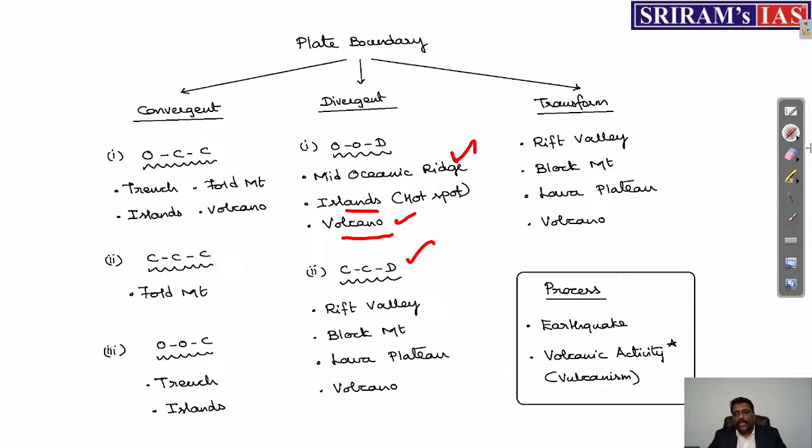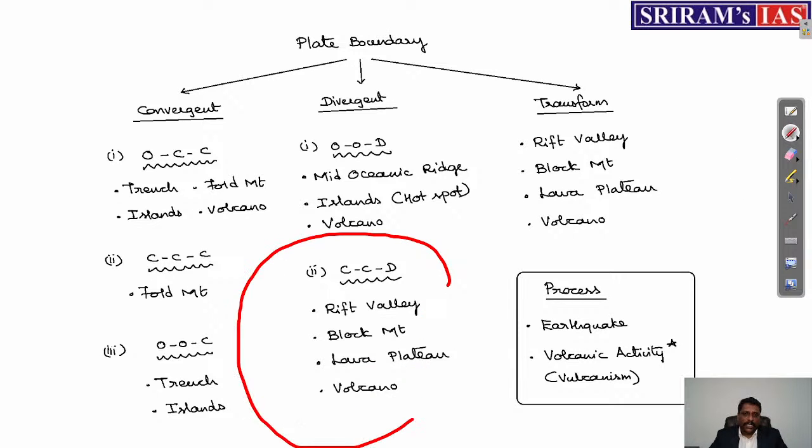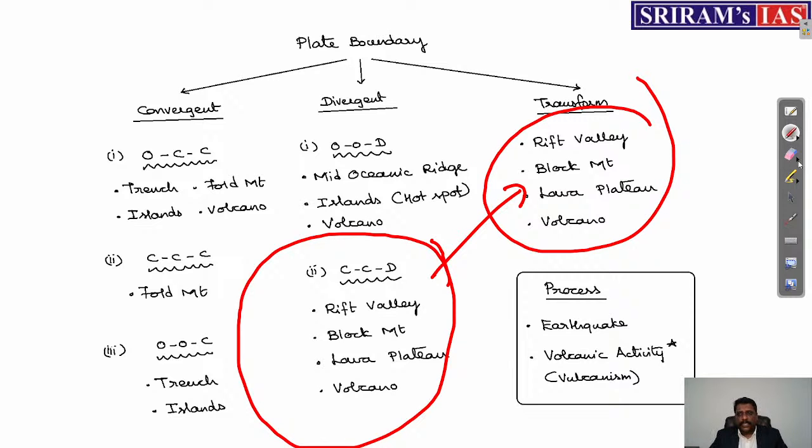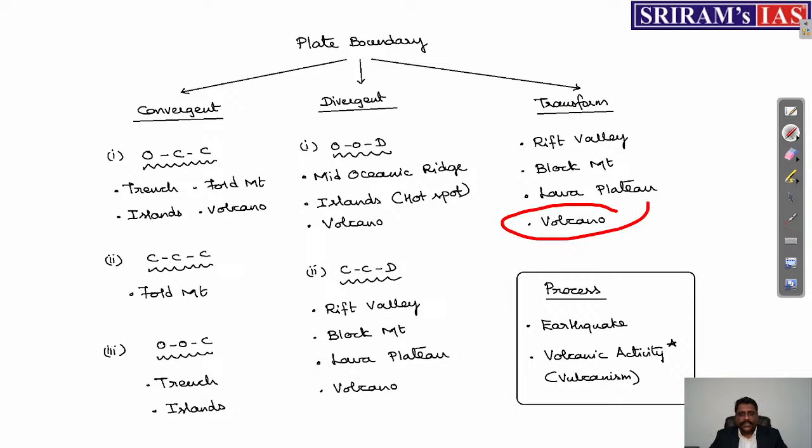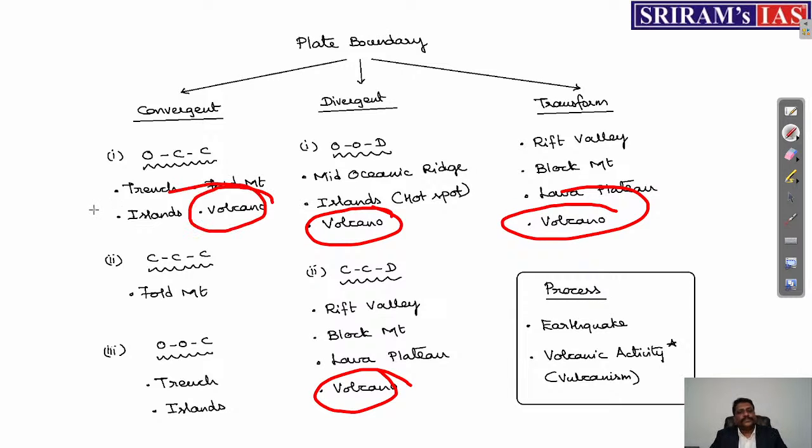What about continent-continent divergence? Rift Valley and block mountains, very common. Horst and Graben topography. The complete crust opens up, it forms a lava plateau. If the magma can come to the surface, it may also form volcano. And whatever feature I have along continental divergence is a similar feature I'll be having along what? Transform. So one thing I understand, every place, what you'll be having is what? Volcano.